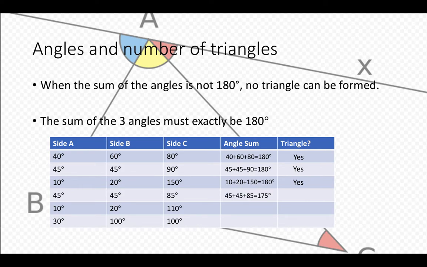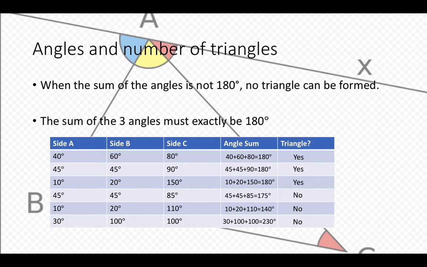45, 45, and 85. Well, 45 and 45 make 90. 90 plus 85 is going to be 175. No, not a triangle. 10, 20, and 110, that's only going to give us 140. Not a triangle. 30, 100, and 100, right there I have 200, so it tells me it's going to be over 180. So I know that this is not a triangle as well.